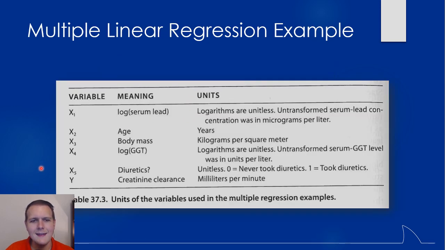Note that when you're looking at the independent variables, the units don't really matter. You can use anything you want. As an example, with diuretics, it's mainly a yes or no, or 0 or 1, versus body mass in kilograms per square meter, and age in years. This doesn't really matter here. Your X, or independent variables, can always be different units.